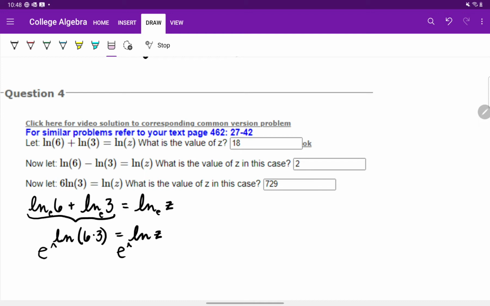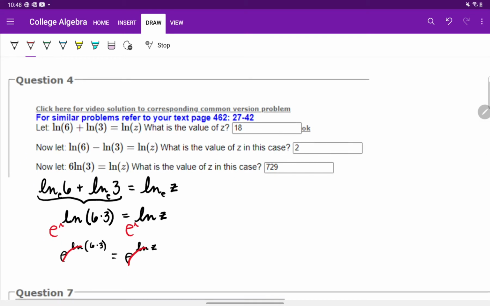So let me maybe write this a little more clearly. What we're doing in this step to eliminate those natural logs is we're taking e to the power of both sides. So let me write this out. We have e to the natural log of 6 times 3 equals e to the natural log of z. E to the natural log cancels, leaving us on the left with just 6 times 3 and leaving us on the right with just z.